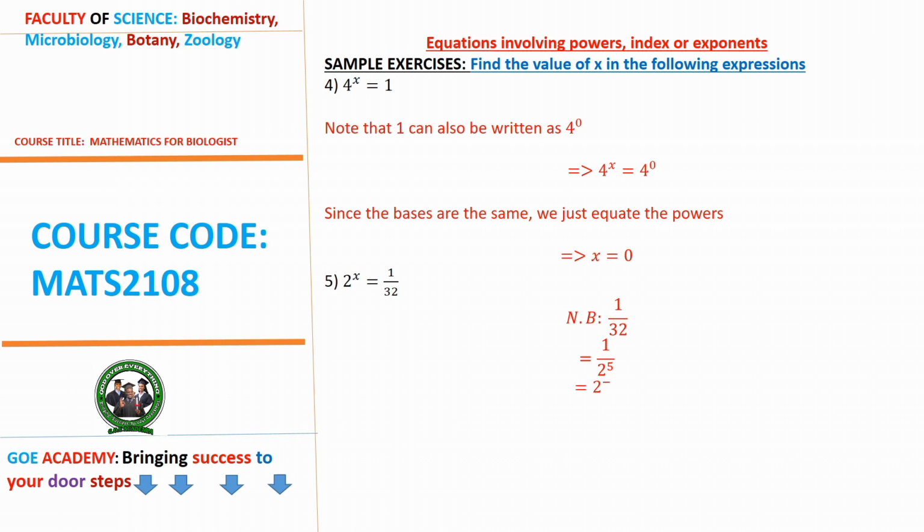And if we look at the law of negative powers, you will see that can be written as 2 raised to the power negative 5. And from there, our expression becomes 2 raised to the power x equals 2 raised to the power negative 5. We have succeeded to make the bases the same, so we just equate the powers. So the value of x will just be equal to negative 5, since the bases are the same.